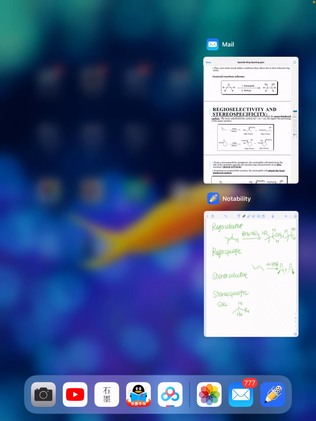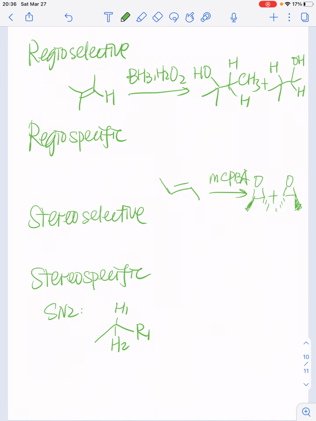Firstly, let's talk about the difference of these two names. An example of regioselectivity will be a hydroboration reaction, right? We know that the proton being added to the more substituted side will be favorable, so you will be creating the second product as the major product, while the first one is the minor product.